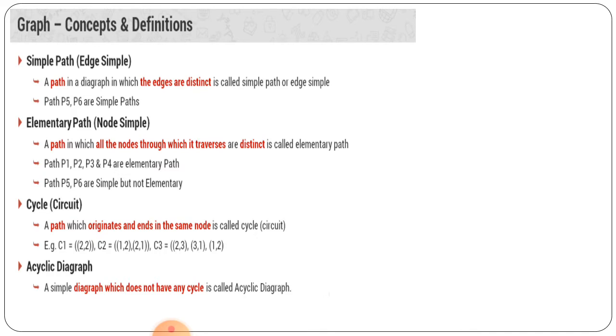Now here it is given: the simple path, that is, edge simple. That is what we can see in the diagram. The edges are distinct. A path in which the edges are distinct is called a simple path or edge simple. So here path 5 and path 6 are simple paths, as shown.